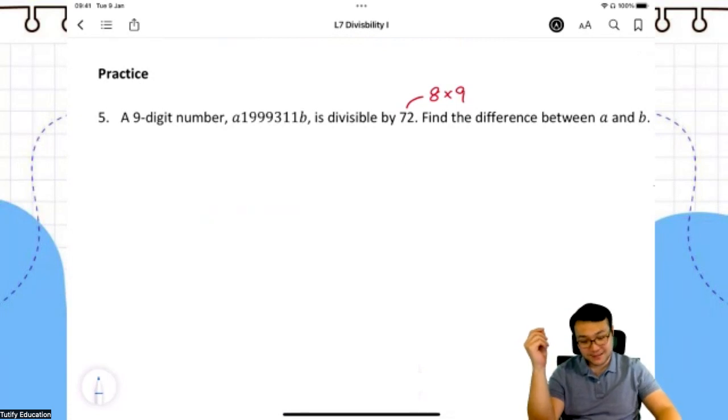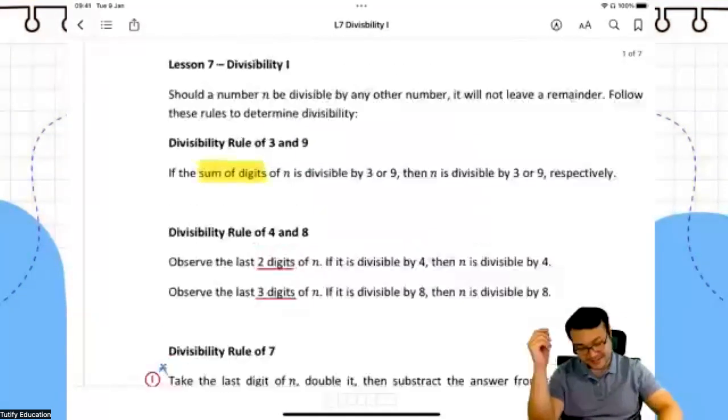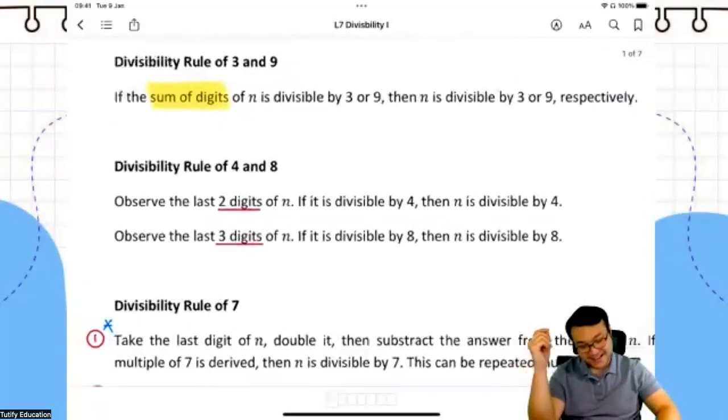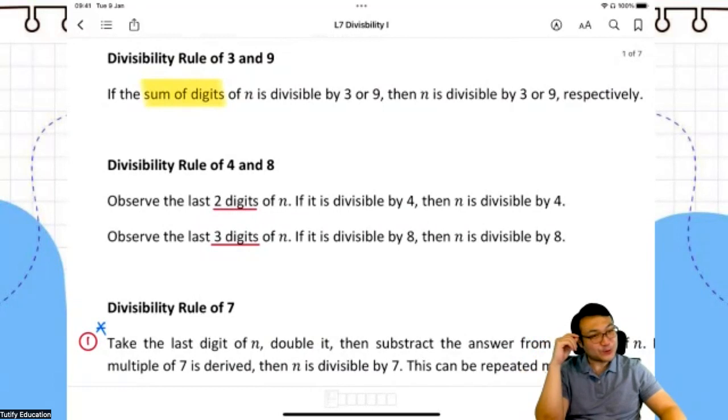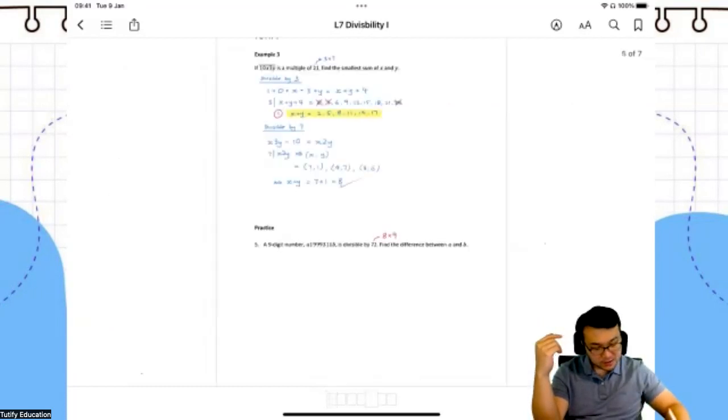No. Wait. Yeah, I don't have. There is. And what is this rule? Okay. What is the rule of 9? The sum of digits. Yes, find the sum of digits. Make sure it is divisible by 9. Correct. What is the divisibility rule of 8? Observe the last 3 digits of the number. Yes, correct. Okay, make use of the divisibility rule of 9 and the divisibility rule of 8, and we can solve this question.